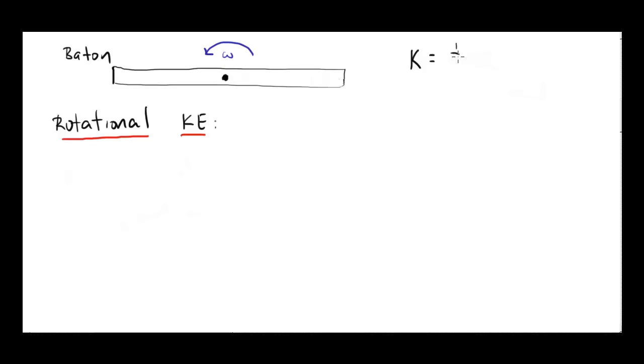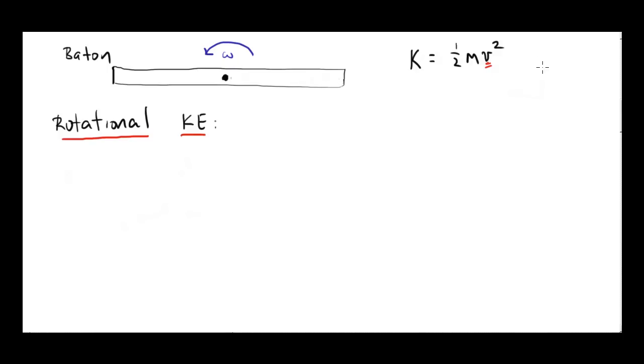K equals 1/2 the mass of the object times its velocity squared. So to start off, we might think about how we would apply that equation to the baton. We've got to take into consideration that as you move down the baton away from the axis, away from the center, the v's change. The farther away you are from the center of the baton, the bigger the linear speed is.